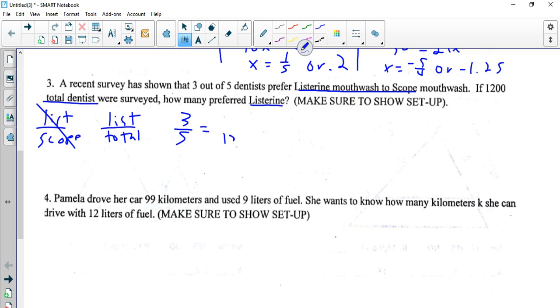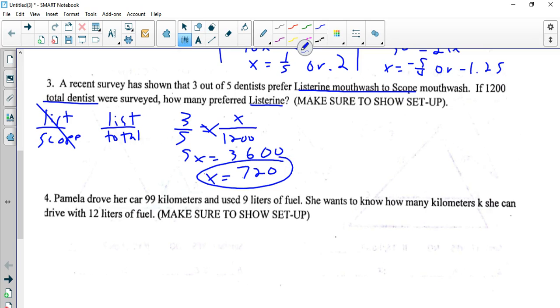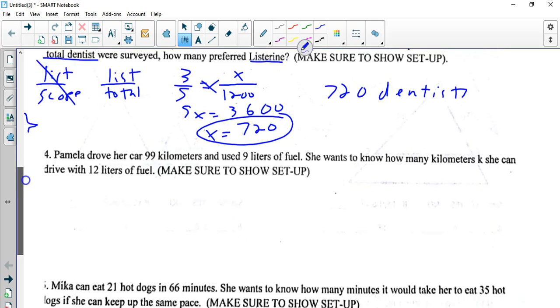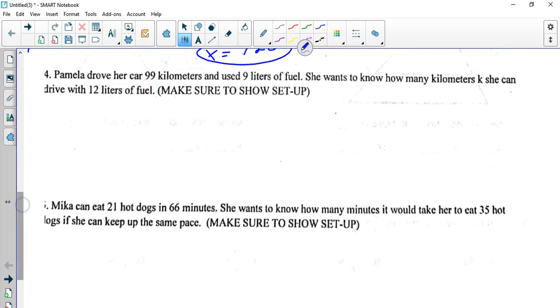So we know there was 1,200 total surveyed. We're trying to find that. And we're going to cross multiply. 5x equals 3,600. That's 1,200 times 3. Divide by 5 and we get 720. This is not our answer because it's a word problem. So you should say 720 dentists. And yes, if you don't have the word dentists, you will lose half a point.